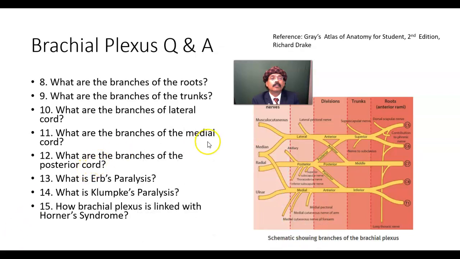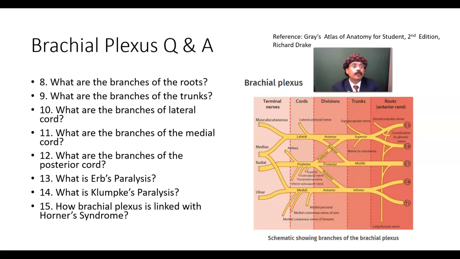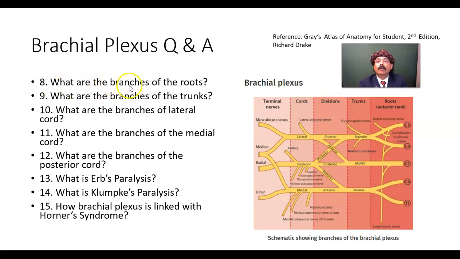Next question. What are the branches of the root? We have some branches coming out of the root. From the root we are getting branches like the dorsal scapular nerve that will supply the rhomboid major and rhomboid minor muscles. Partly the levator scapulae may also get supplied from the dorsal scapular nerve.